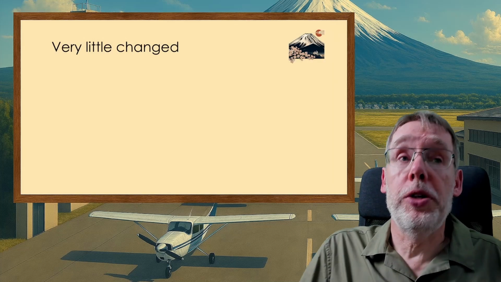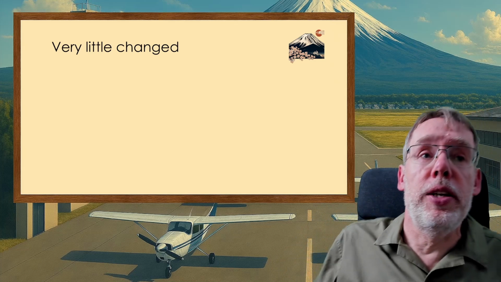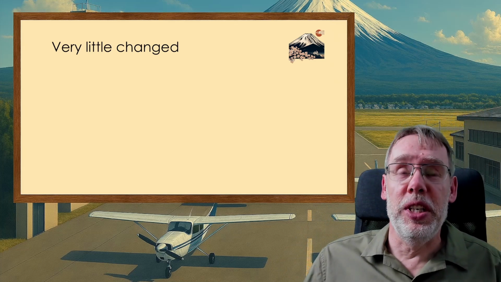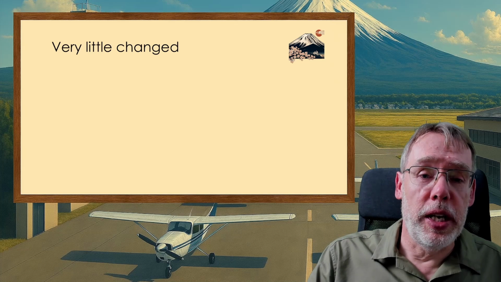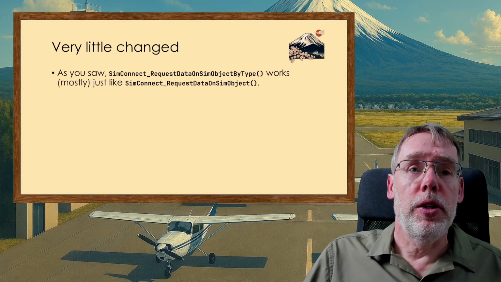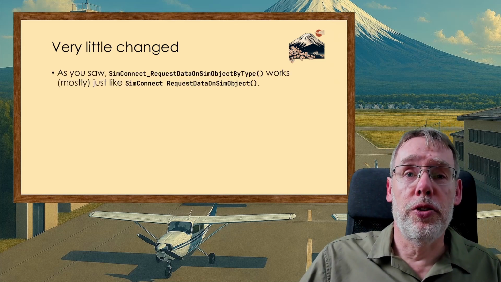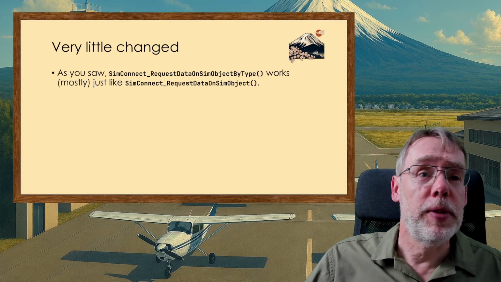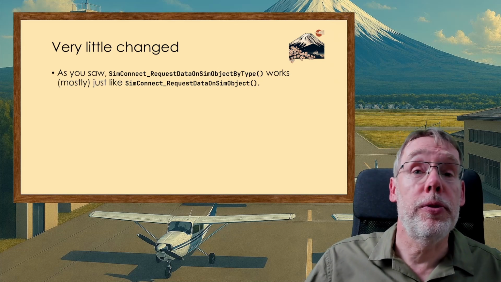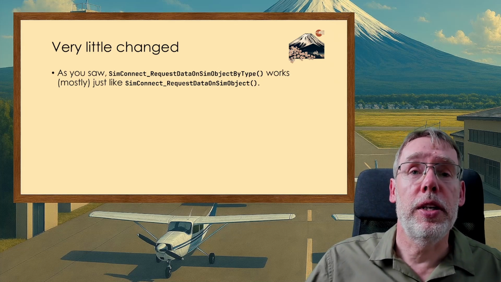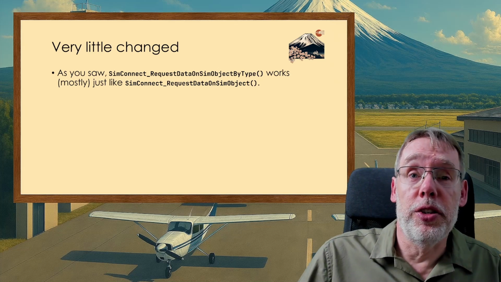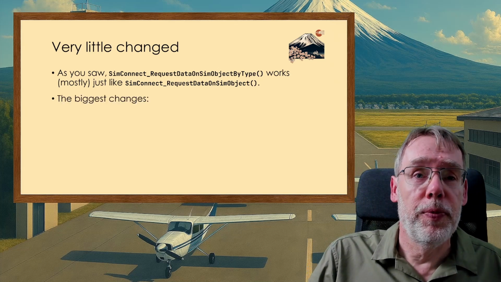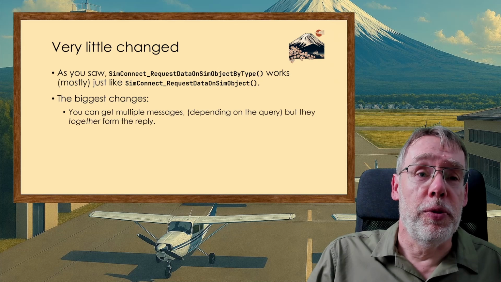So what you've seen is that actually very little needed to be changed. We needed to use a different call, the RequestDataOnSimObjectType. Small typo, I'll correct that. And mostly it works just like RequestDataOnSimObject. But there were some changes.